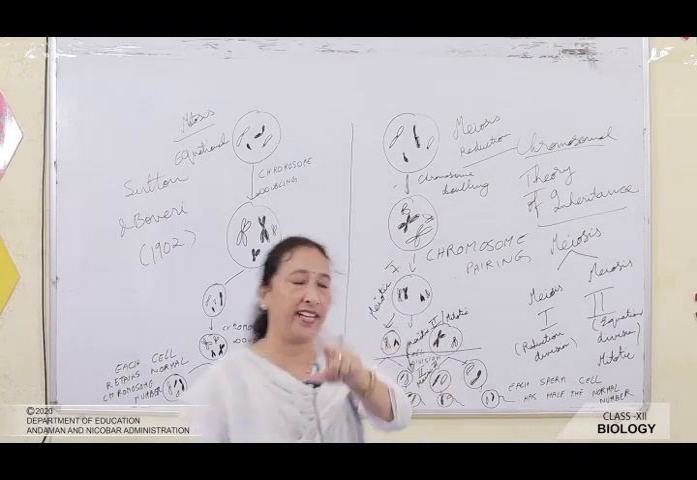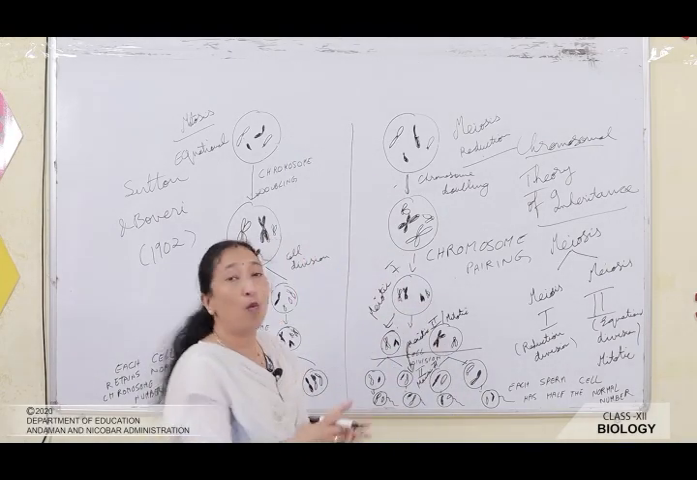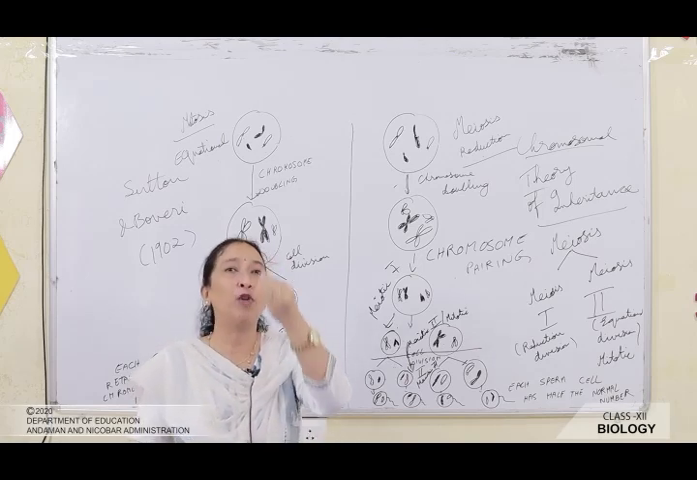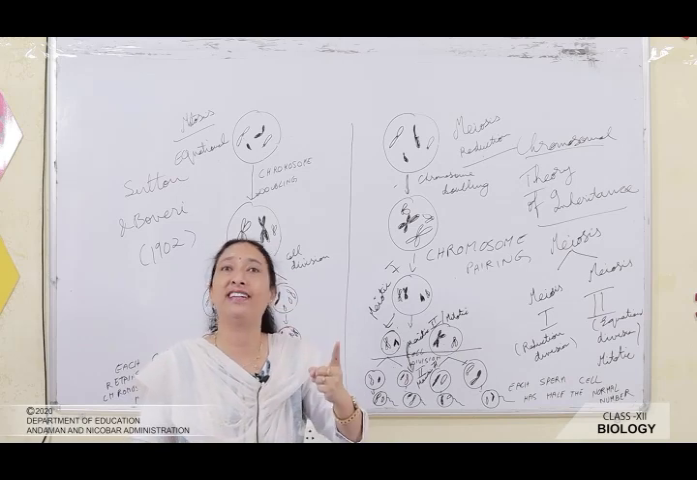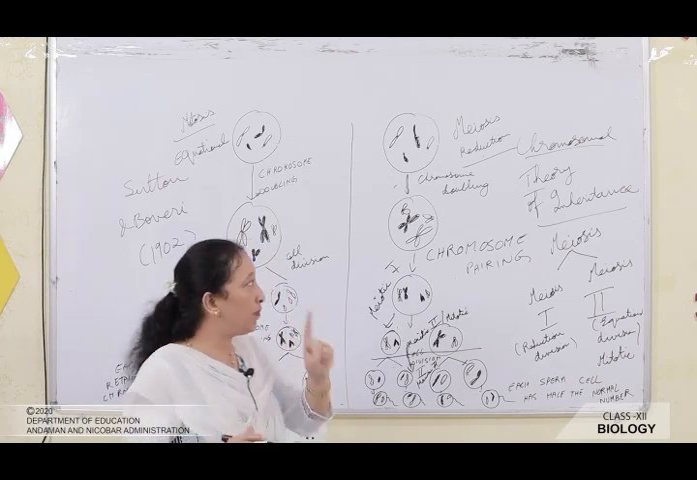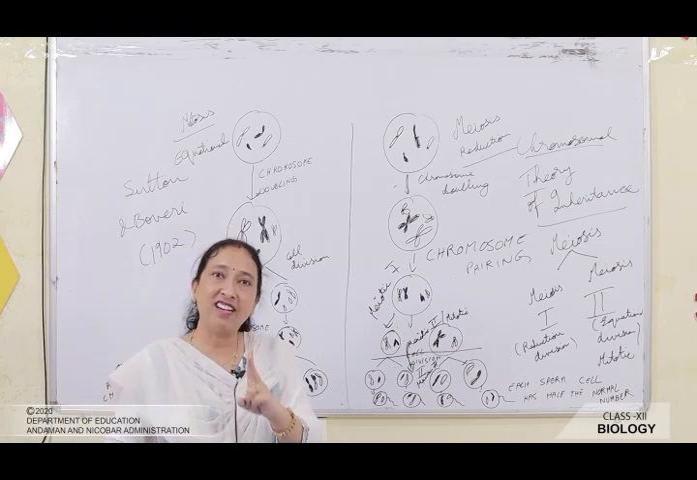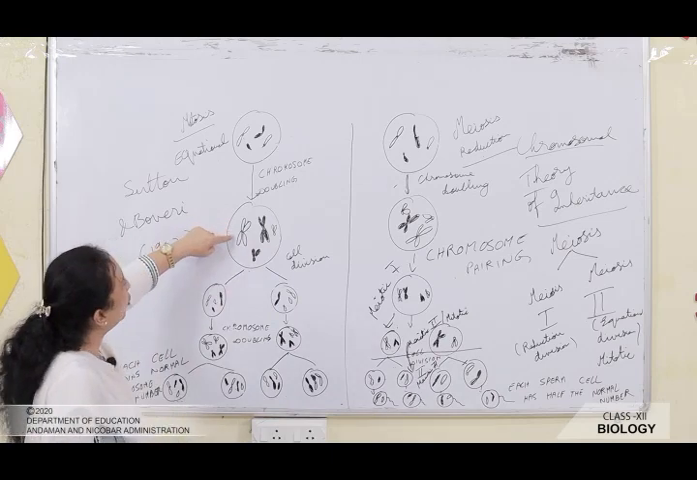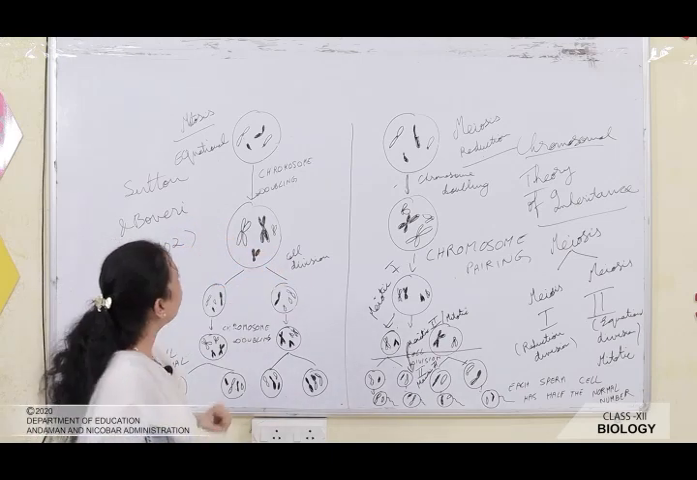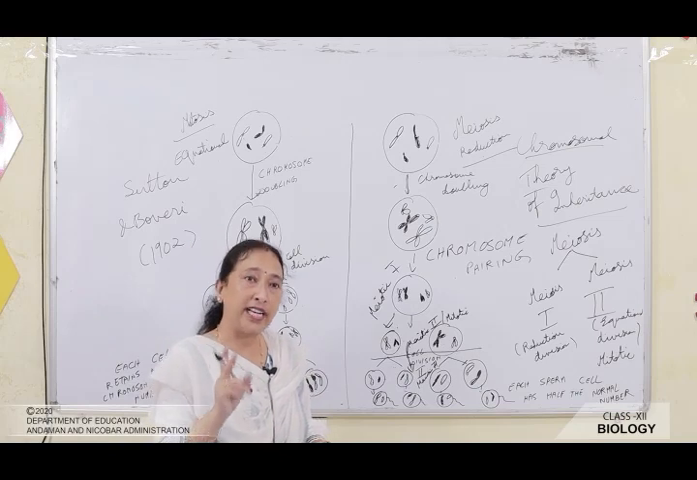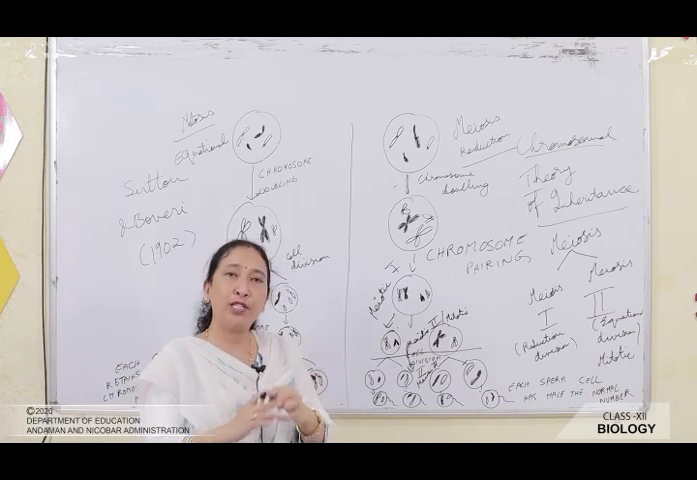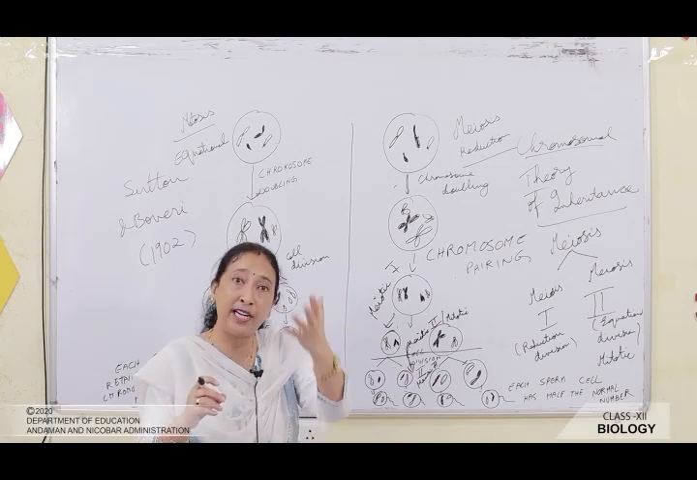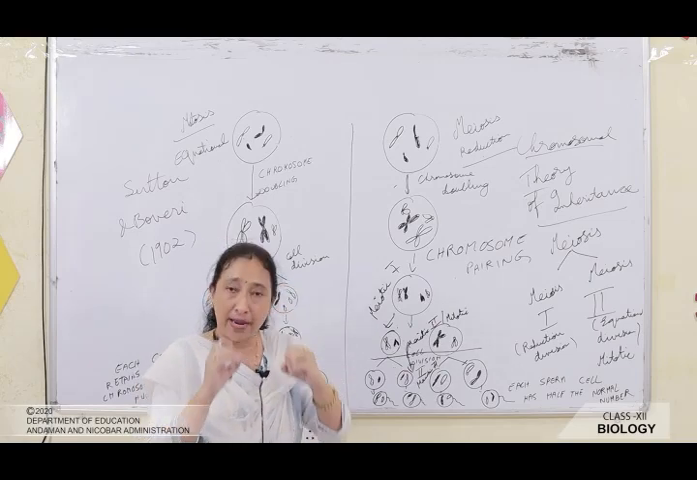This was given by Sutton and Boveri. Sutton and Boveri said only what Mendel had told. It has been discussed in your previous chapter what Mendel told, that factors occur in pairs. The pairs were known as the allelic pairs. Similarly, the chromosomes are also occurring in pairs, first point. Then, second point, according to Mendel, the gametes will segregate, meaning the chromosomes will segregate at the time of gamete formation. Mendel told that factors segregate at the time of gamete formation.